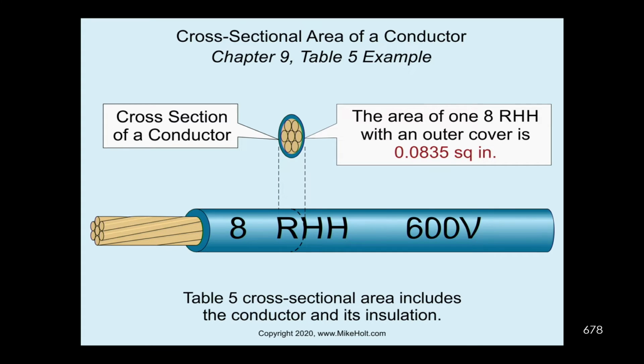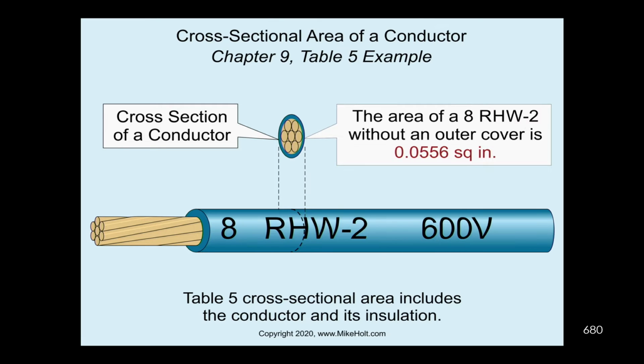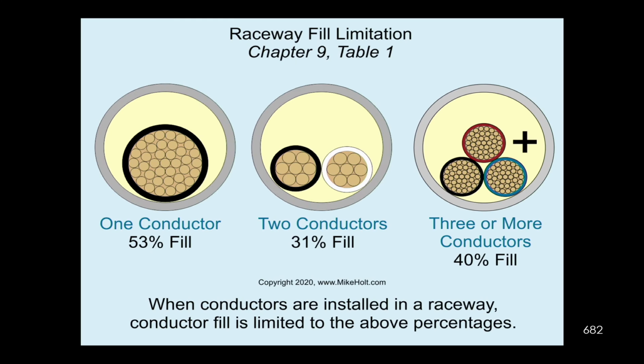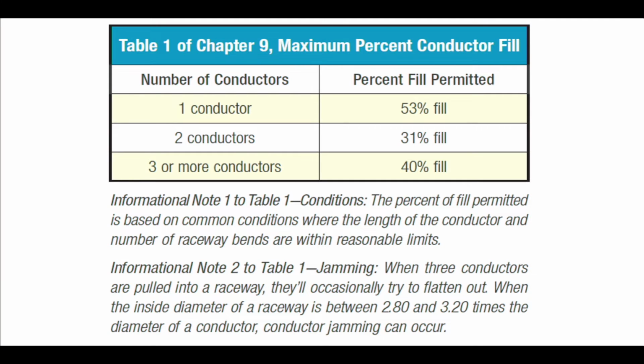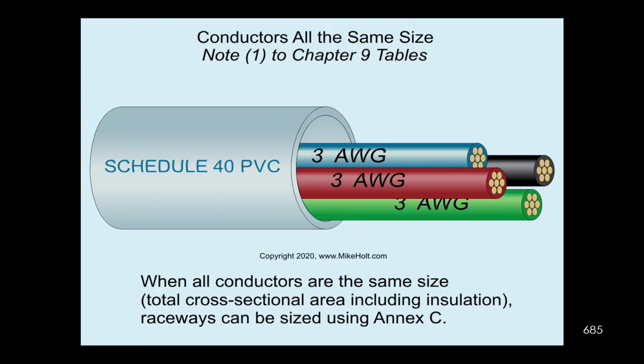We're going to size our conductors, okay? Now the raceway conductor fill is going to be based off the number of conductors that we have in there. For a single conductor, we have a 53% fill. For 2 conductors, a 31% fill. For 3 or more conductors, a 40% fill. That's going to be off of Chapter 9, Table 1. When all the conductors are the same size and the same insulation, that's when we can use Annex C, kind of a shortcut that gets rid of the math.